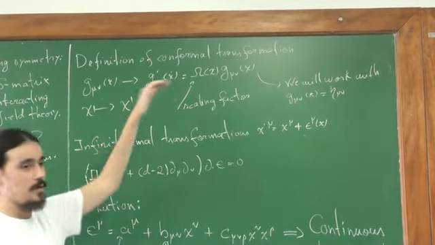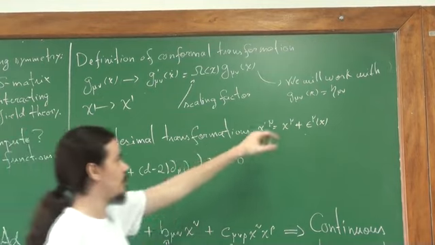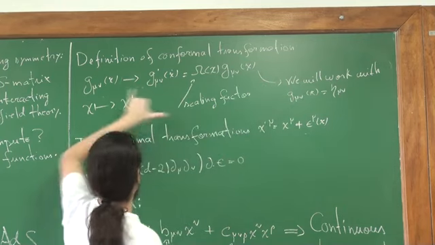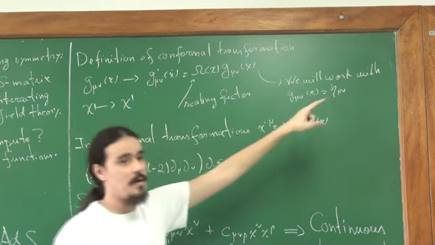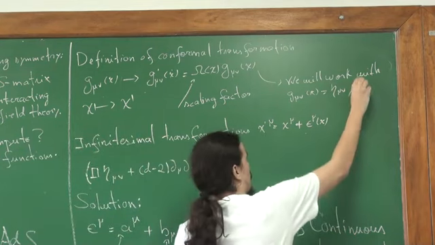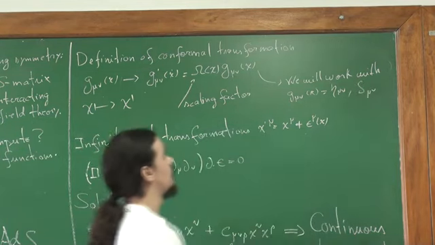This is for any metric, flat or curved. But here we restrict to conformally flat metrics, meaning the original metric would be just a Minkowski metric or Euclidean metric, which maybe I might write as delta.